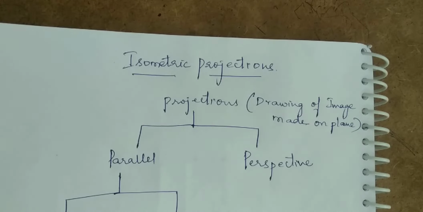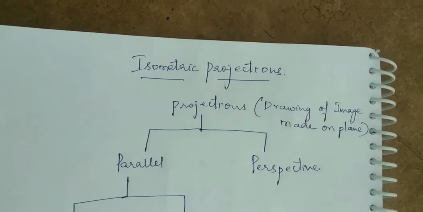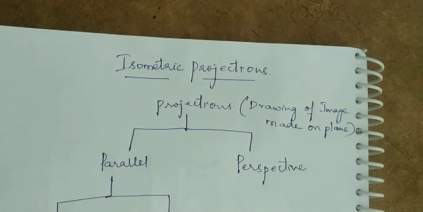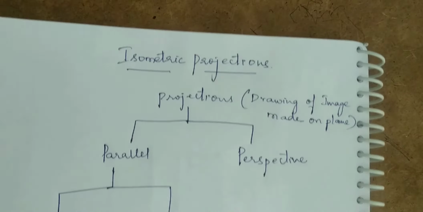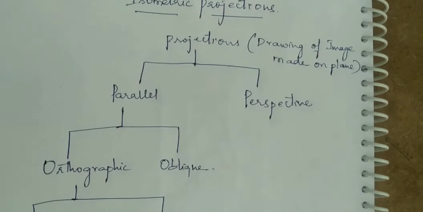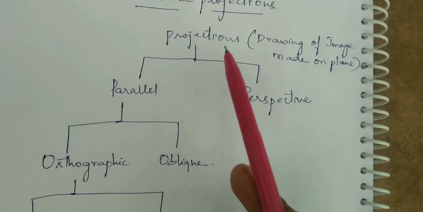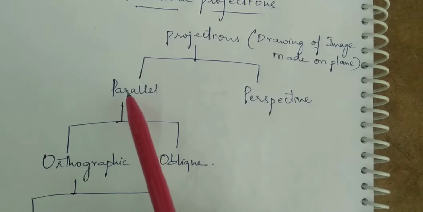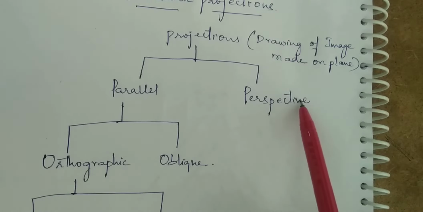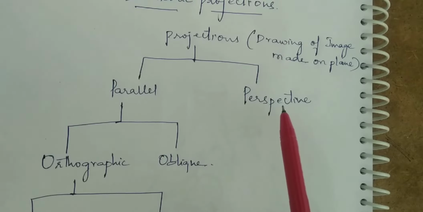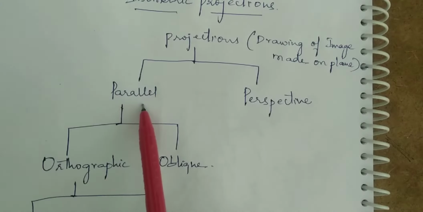Before going for this, I have already explained what is meant by projection. It is nothing but a drawing image made on a plane. This is the classification I taught you in the earlier class, and once again I am repeating it. Projections are classified into two types: parallel projection and perspective projection. We are not considering perspective projection as per our syllabus. We are only dealing with parallel projection.